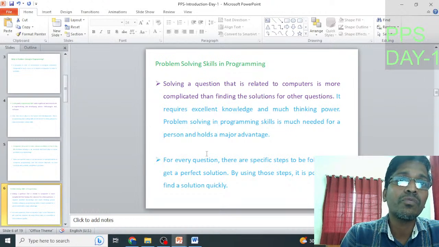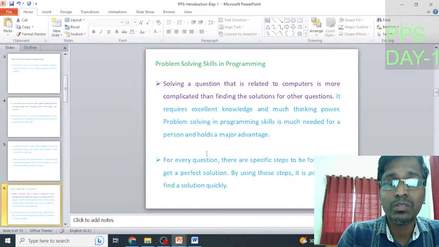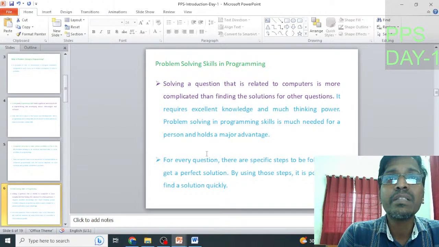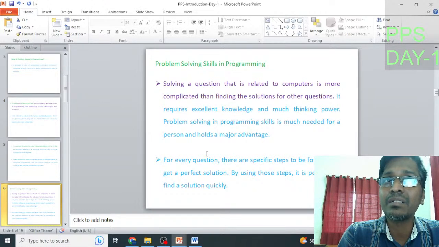Why? Because if you want to solve a computer programming problem, you need to have programming skills or coding skills. Only then can we solve computer programming problems, whereas for other questions this is not required. For example, take a mathematical problem. To solve a mathematical problem, it is not required to know a coding language, coding skills, or programming skills.